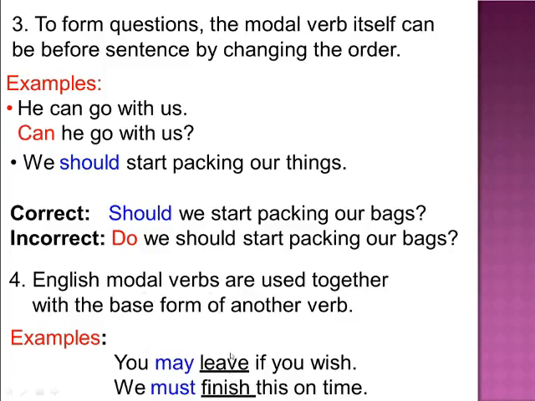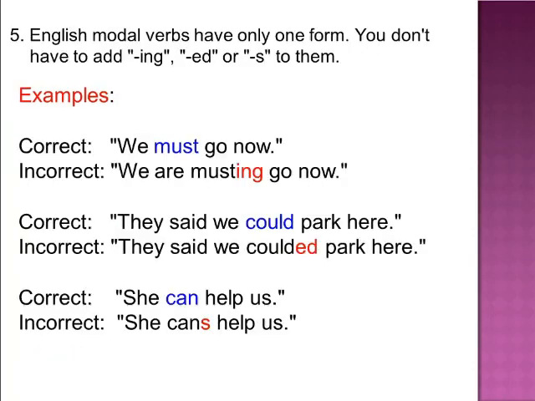In this present form or the base form of the verb, we are using what? This auxiliary verbs. The fifth one. English modal verbs have only one form. You don't have to add ing or ed or s to them. That means with must, it will not use musting. With must, we will not use mustard. With must, we will not use musts. Okay. So this is another rule.